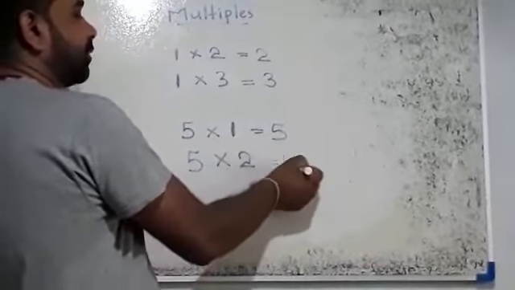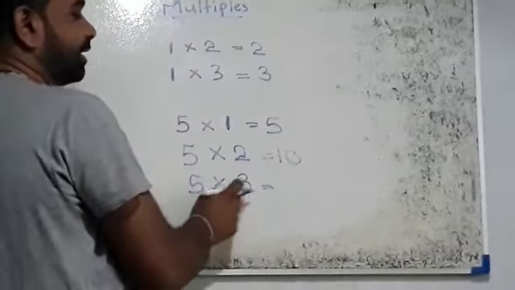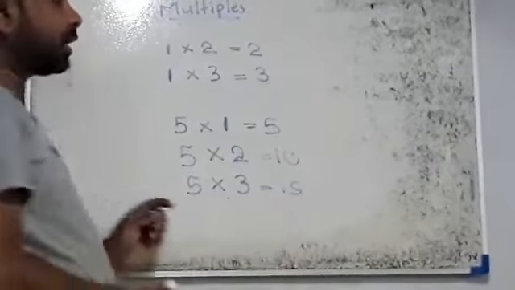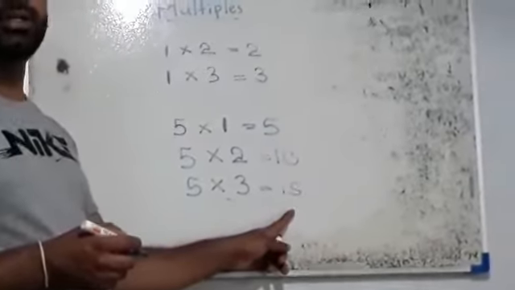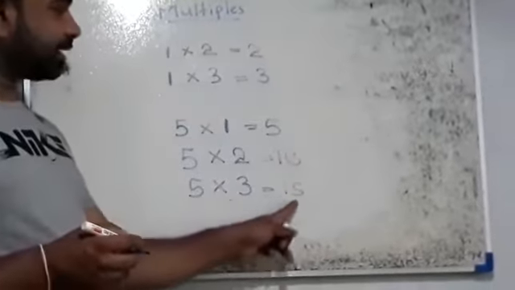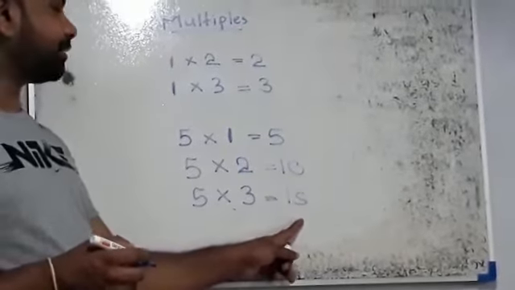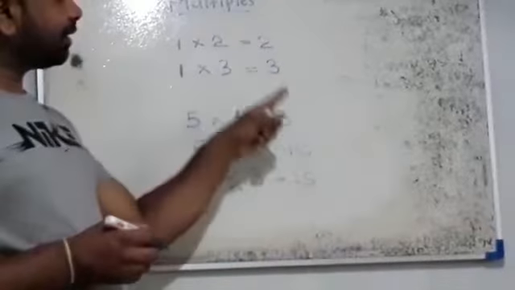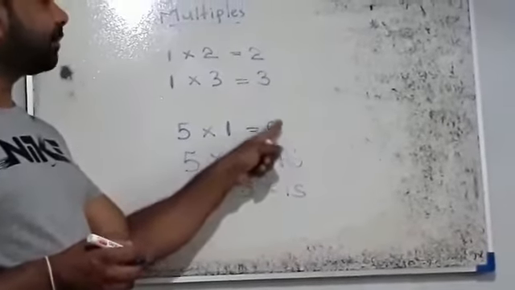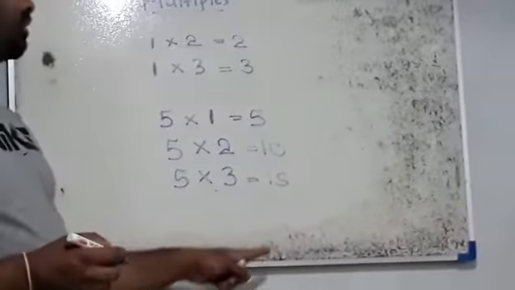So 10 will come. I have a whole number. That number I multiplied by another number. So 5 times 3 is 15. So you will get a result. These results we call the product. Two numbers have been multiplied, so a result will come. For that one we call the product.